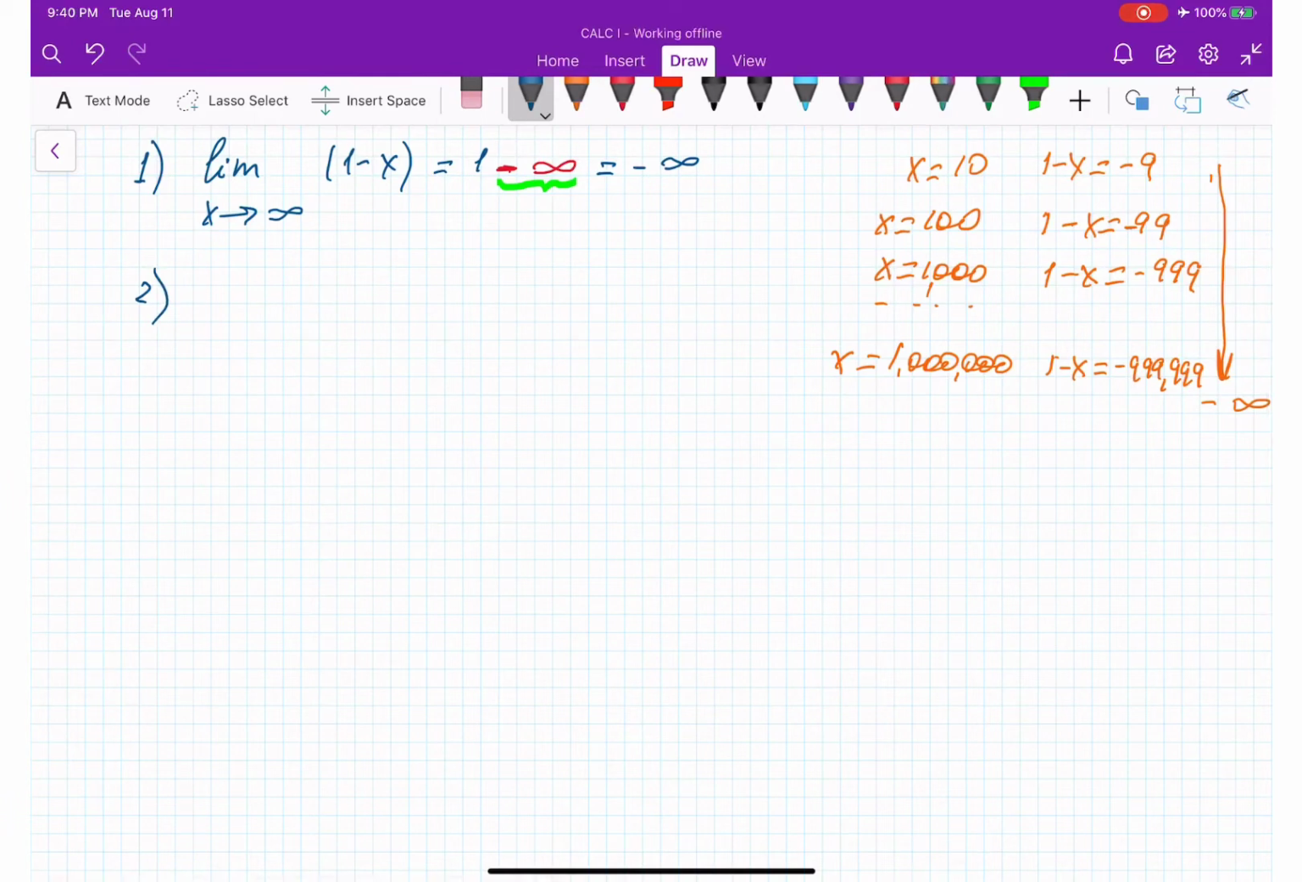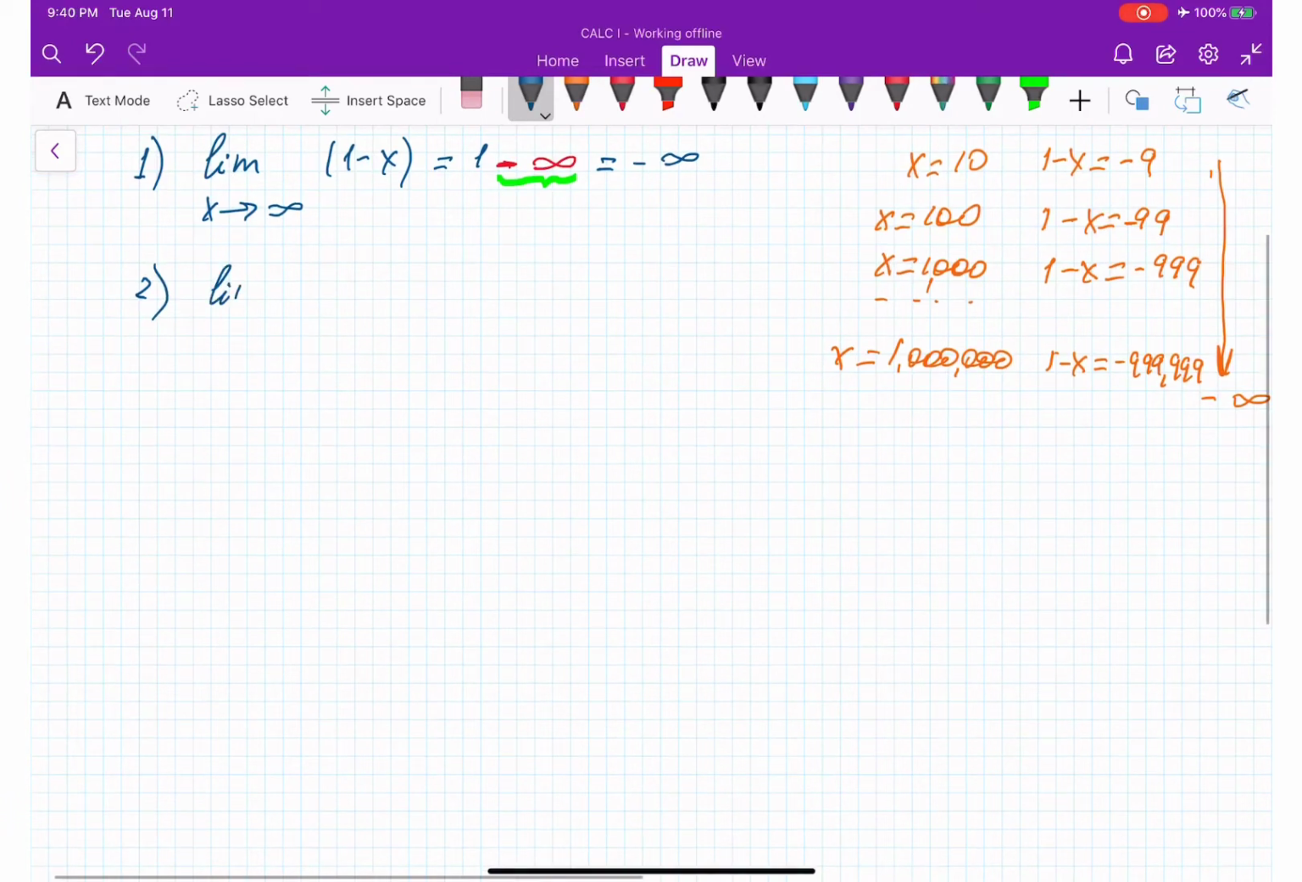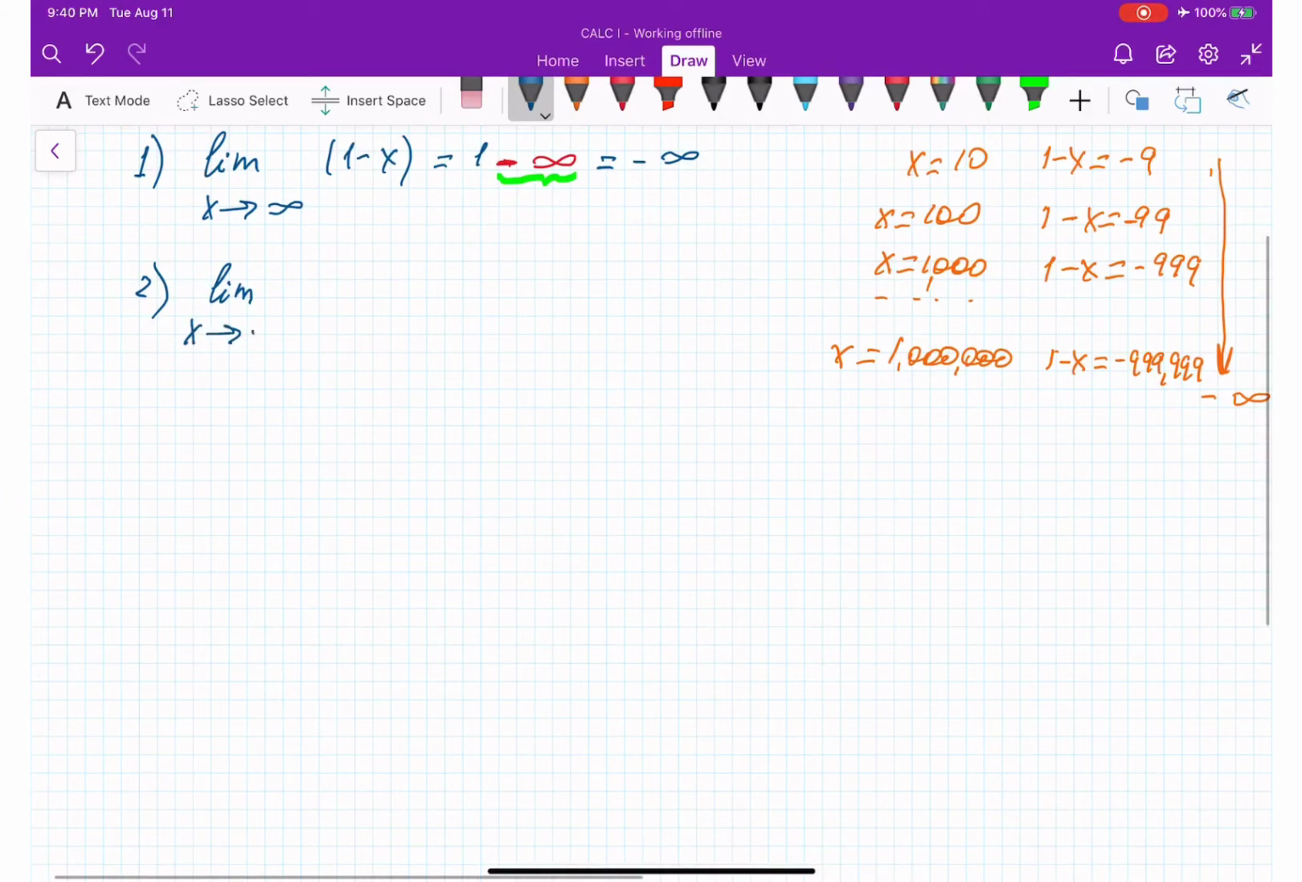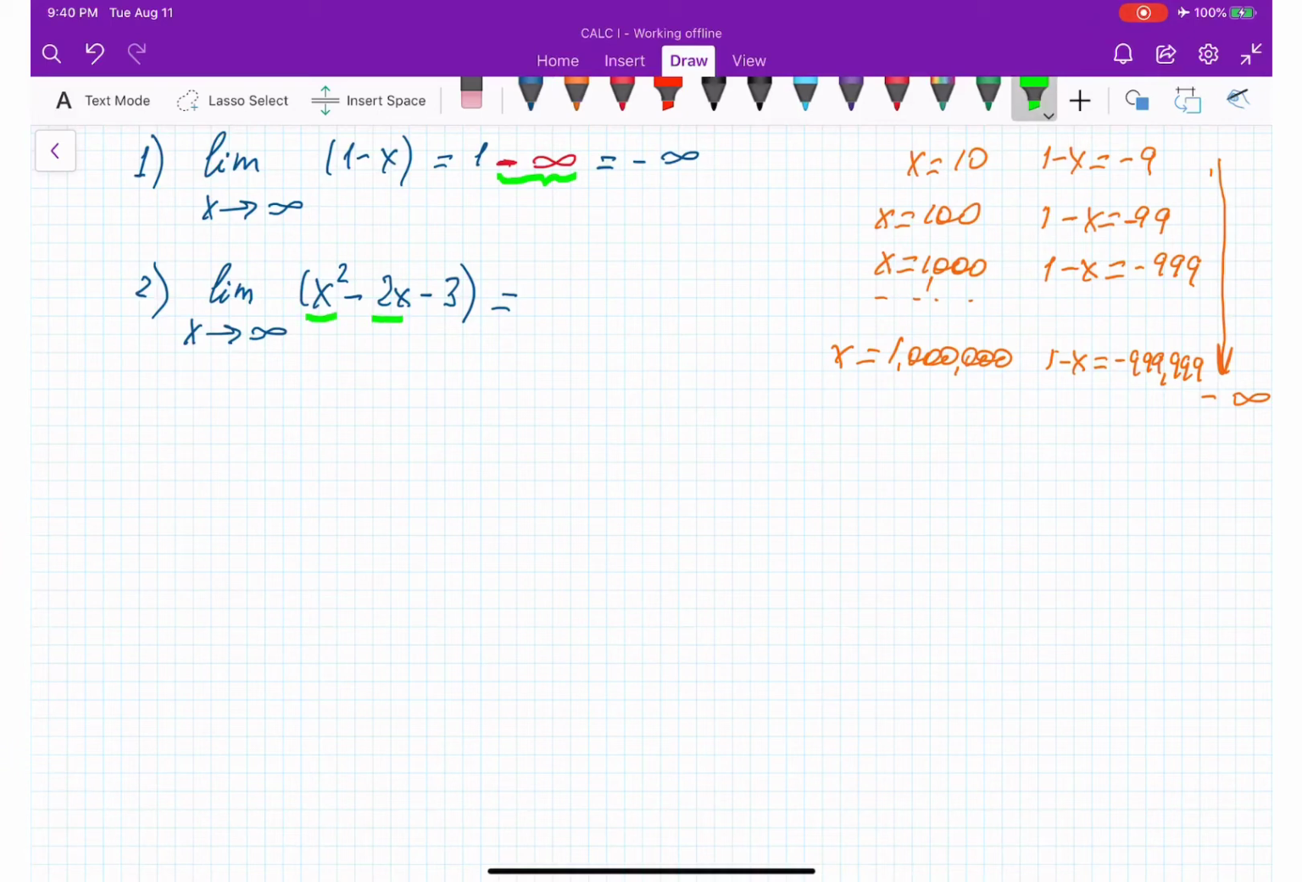Number 2, limit as x approaches infinity. What do we have here? x squared minus 2x minus 3. How much do you think it will be? If you plug infinity in for x squared and 2x, and then minus 3 means nothing, right? So the answer is going to be infinity.